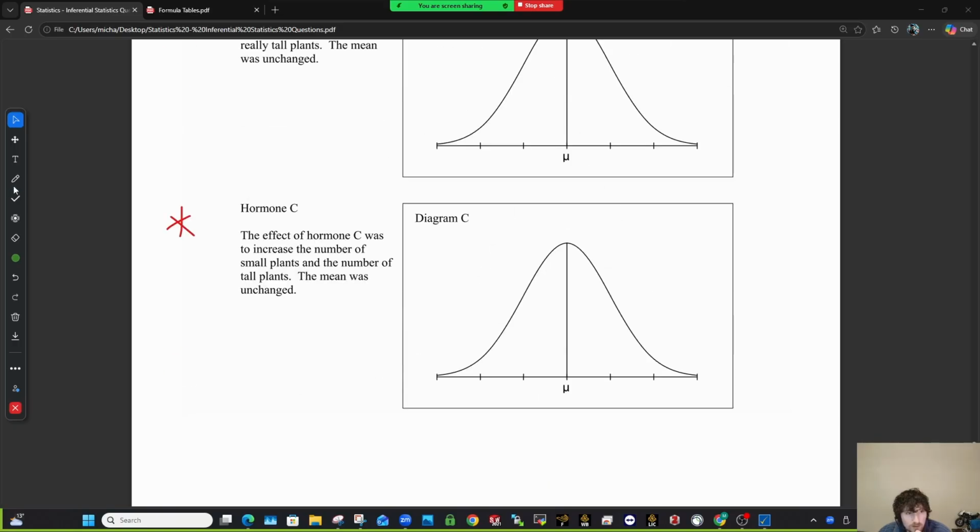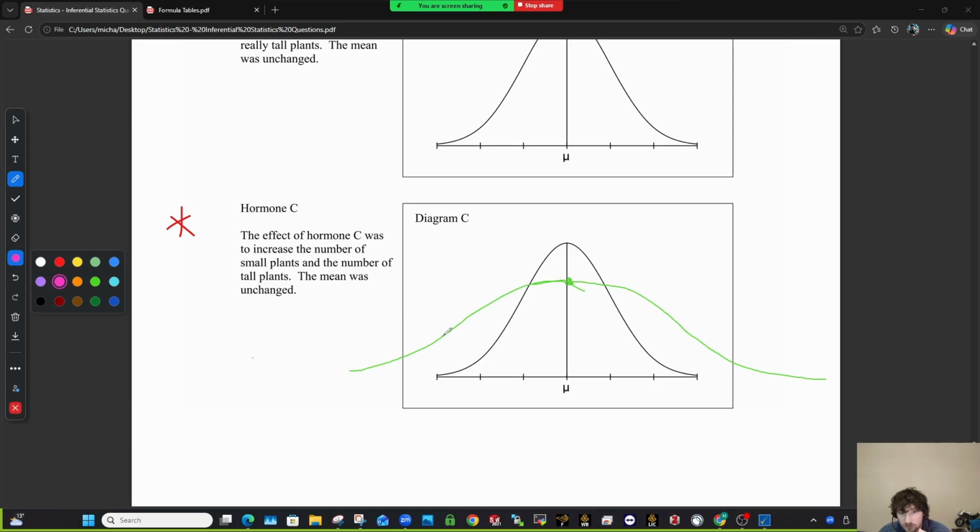Hormone C. Pause the video, give this a go. The effect of hormone C was to increase the number of small plants and the number of tall plants. So in other words, make there be taller bars down here on your histogram. The mean was unchanged. So this basically just wants to make things wider, like such, and it won't be as tall. That makes sense. So I want to make this symmetrical out here. That'll do. So it's still a bell curve, but you see it can't be as tall now because it's gotten wider.